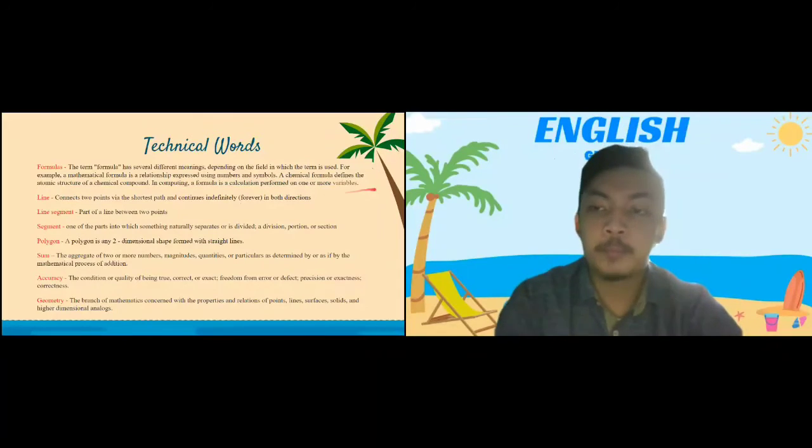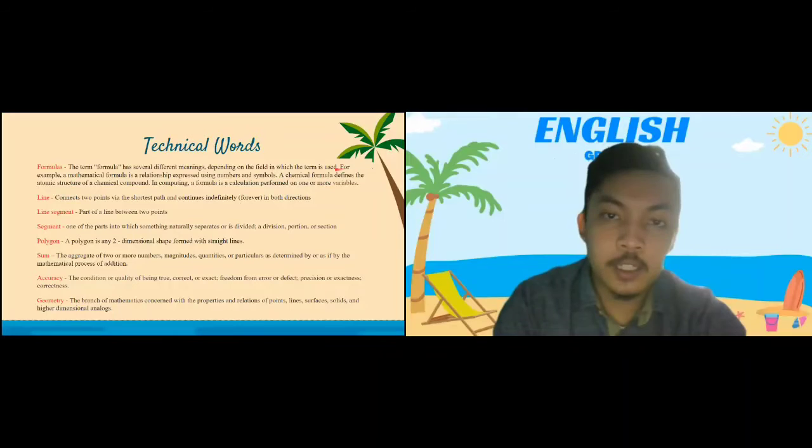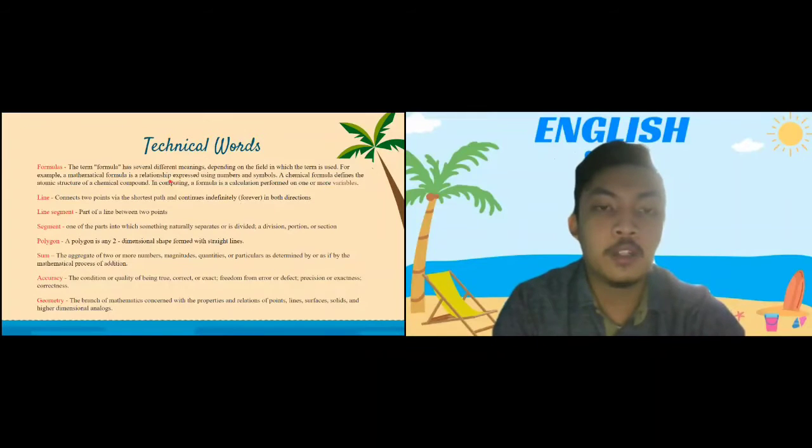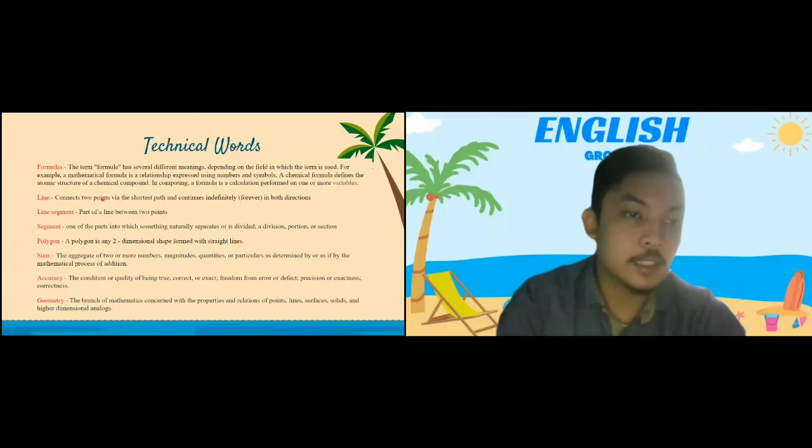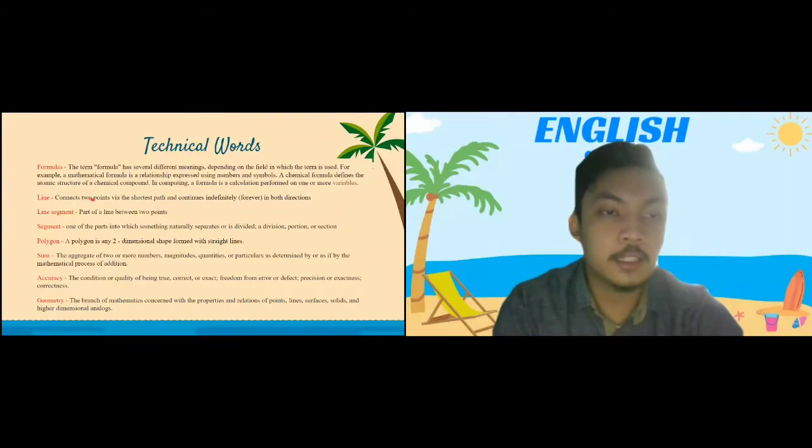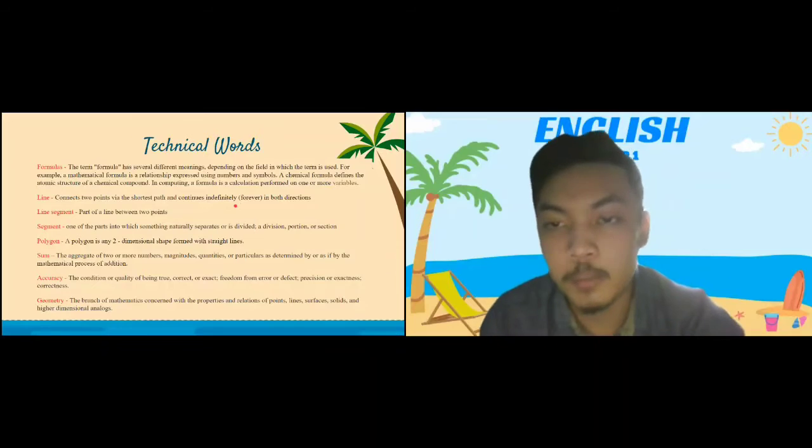In the text, the formula that we use is a mathematical formula because it contains numbers and symbols. Next, there is a line. A line connects two points via the shortest path and continues indefinitely in both directions.